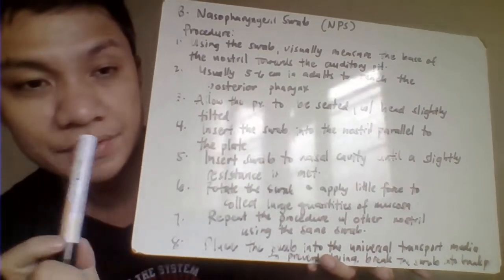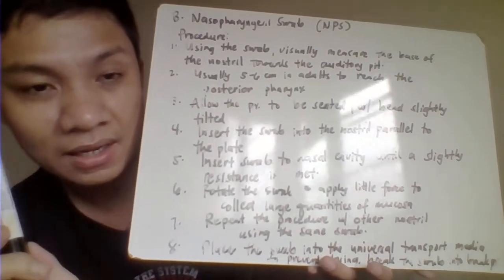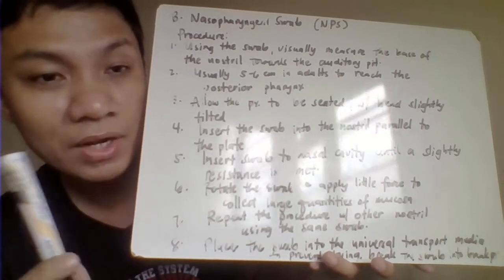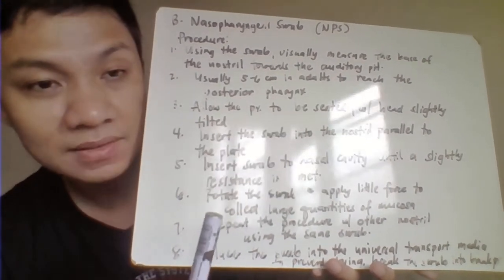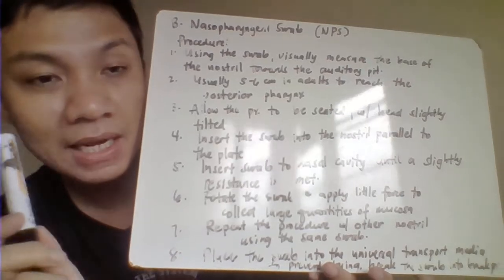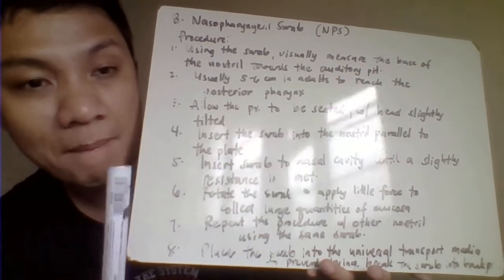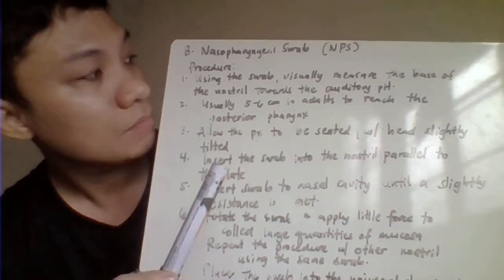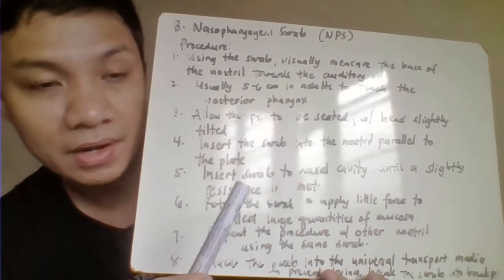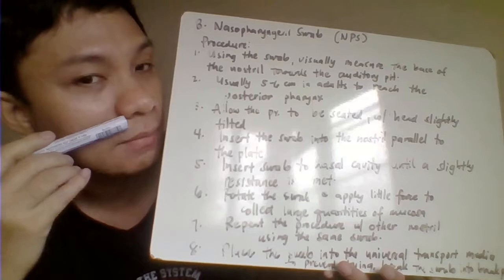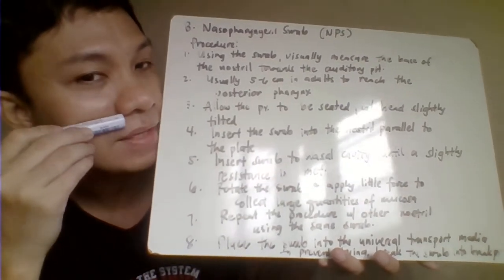But the swab used here is not as big as the one used when you are doing your OPS or throat swab. The swab is smaller, and it should be flexible so that it is not that painful. Okay, procedure for this one. First, usually, we insert it like this, about halfway, up to here.